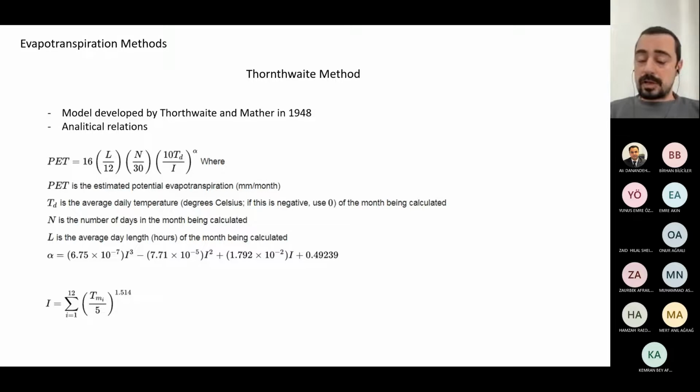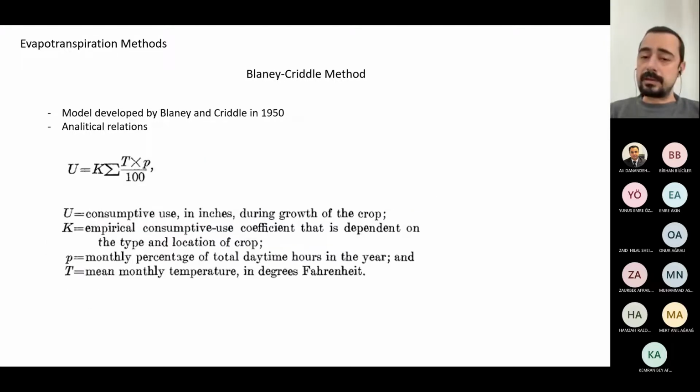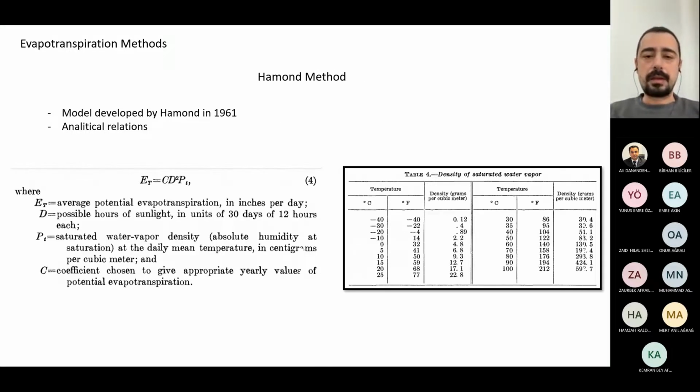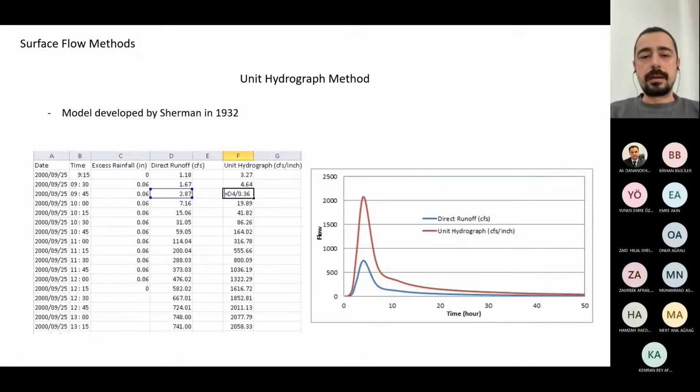And we have evapotranspiration methods. This is one of the most famous ones, the Thornthwaite method. We have the Blaney-Criddle method. We usually use this one in the design of agricultural structures, the irrigation infrastructure. And this is one of the rarer ones. Recently, I'm using this one, the Hamon method.